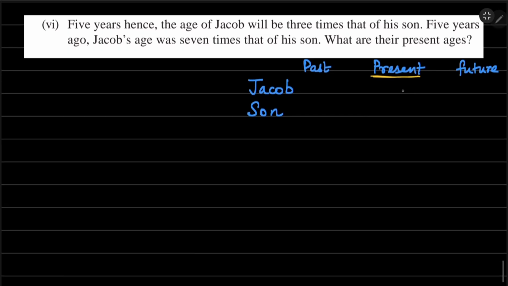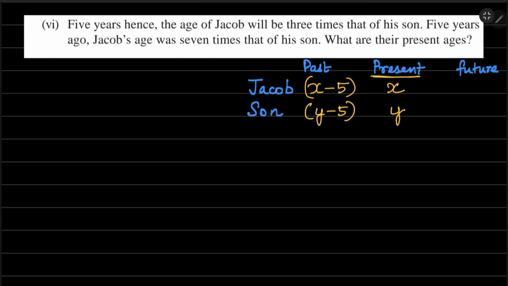Okay, so let the present age of Jacob be x, and let the son's age be y. In the past, where is the past? How many years ago is given? 5 years ago, right? 5 years ago means Jacob's age would have been x minus 5. Son's age would have been y minus 5, 5 years ago.